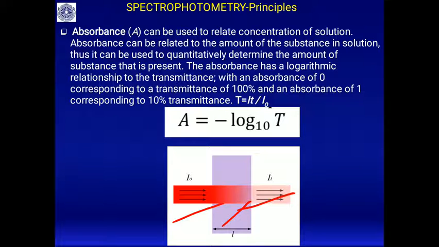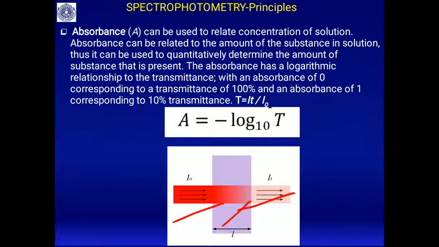The amount of absorbed light is related to the concentration of the substance in the solution. Thus it can be used to quantitatively determine the amount of the substance present. The absorbance has a logarithmic relationship to the transmittance.